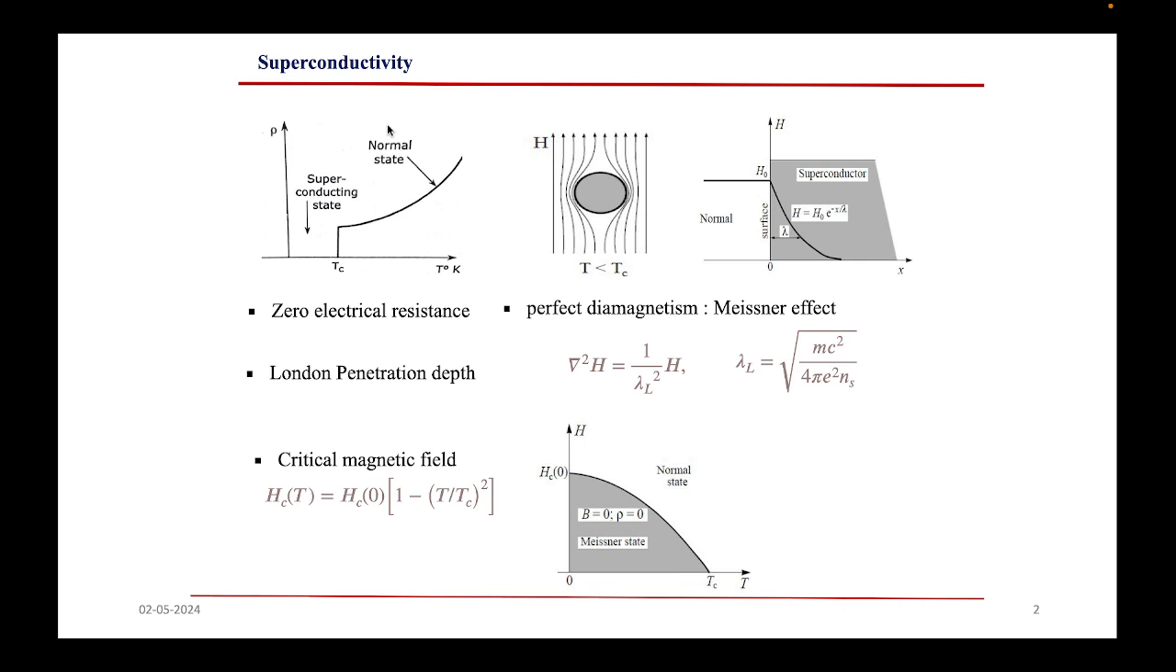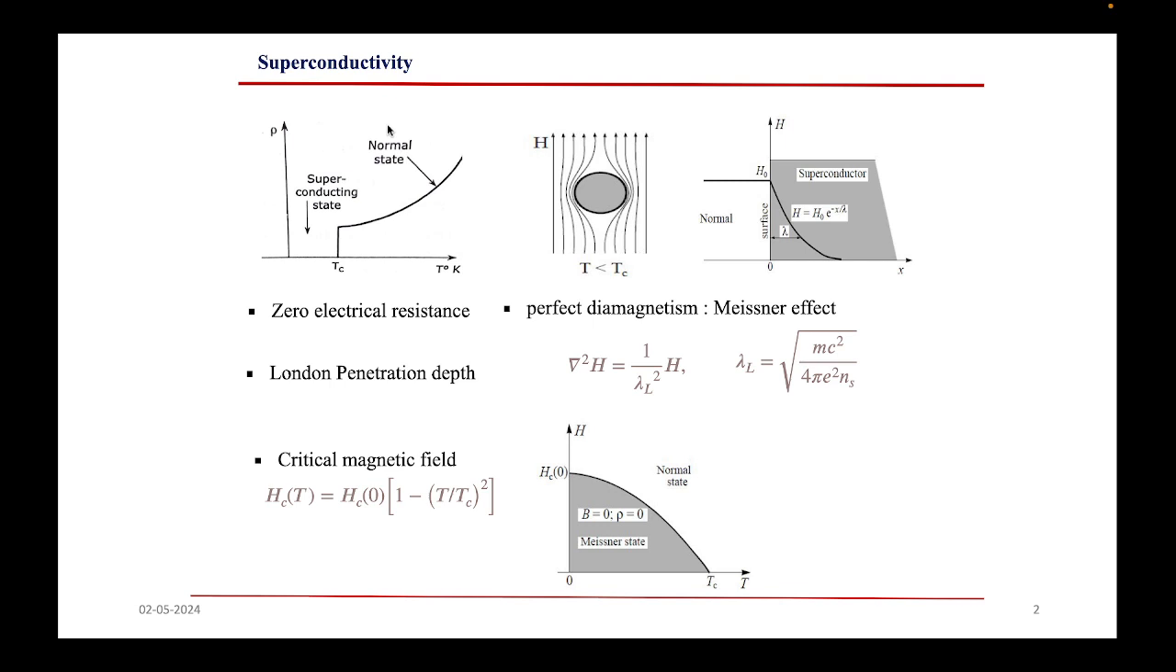The first attempt to explain this phenomenon was given by the London brothers, and they gave two equations called the London equations. Their prediction is a very important quantity called the London penetration depth, given by this equation. They showed that inside the material the magnetic field lines penetrate and decay exponentially with distance, with a characteristic length lambda, which is very small, of the order of nanometers. So in the material the magnetic field lines can penetrate only at the surface. In the bulk of the material the magnetic field is zero.